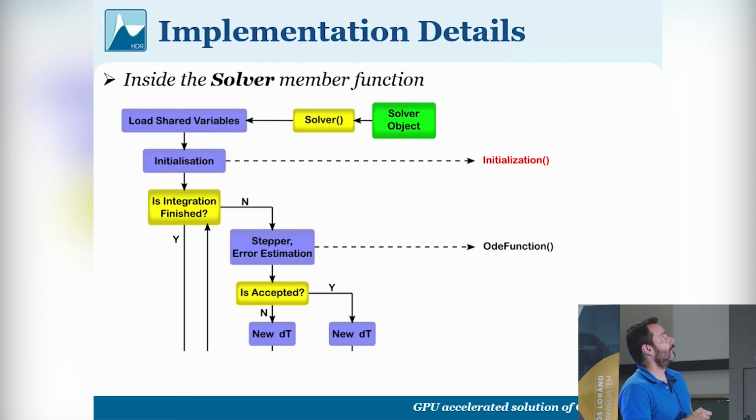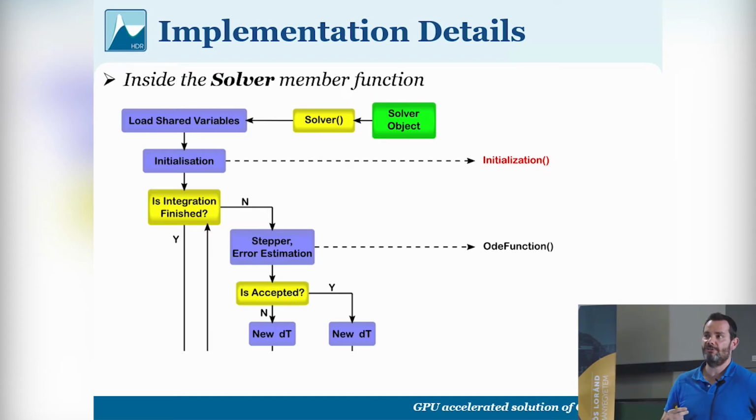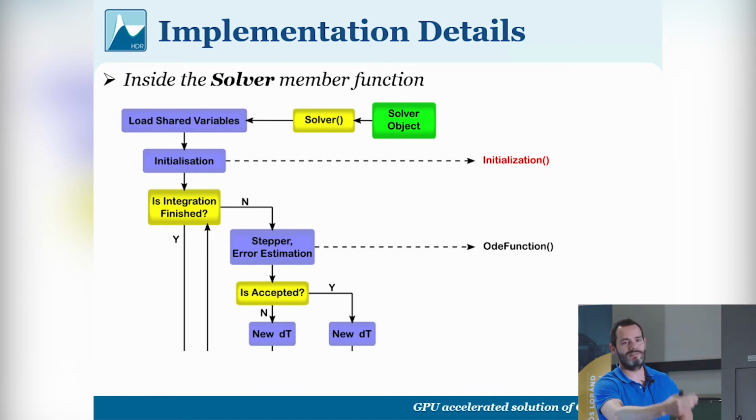After that, we have to proceed with the integration until we finish the integration process. That is, we reach the final time instance, or we stop the integration by an event. Okay, let's say that we have to perform the integration. We have to make a time step with a step pair and estimate the error.